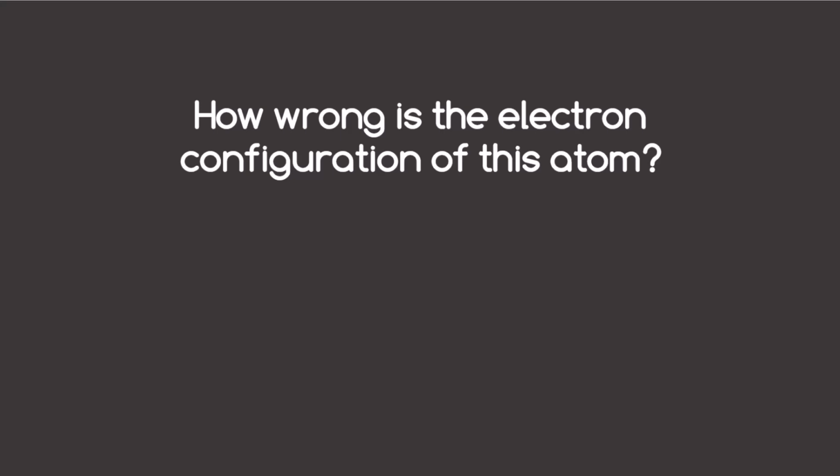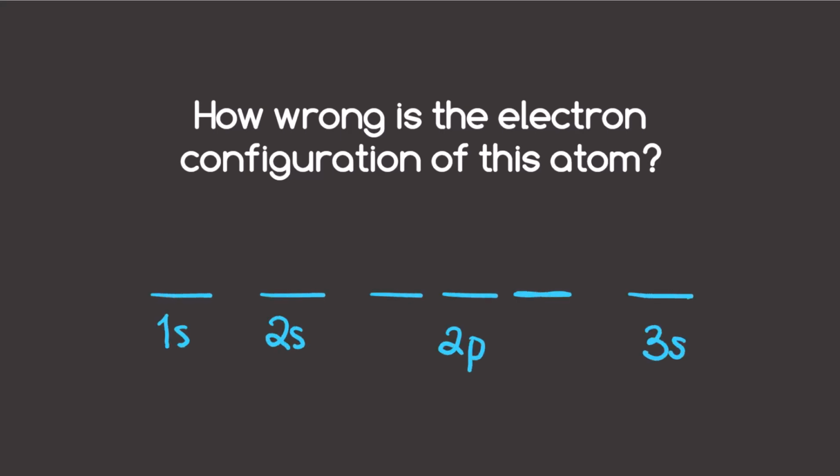Given the electronic configuration of an atom by a student, the question is what is or are wrong with this configuration. Now what I want you to do is pause the video, list two things wrong, and then play the video to check out the solution.